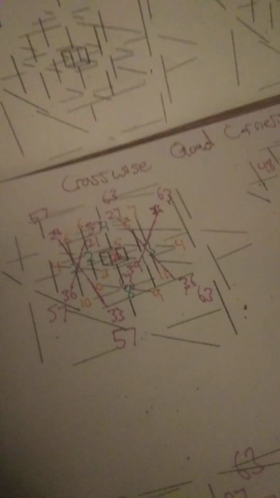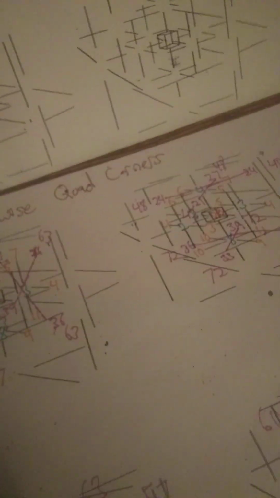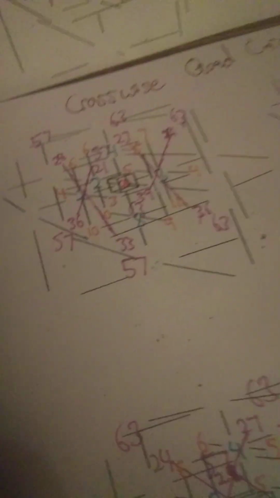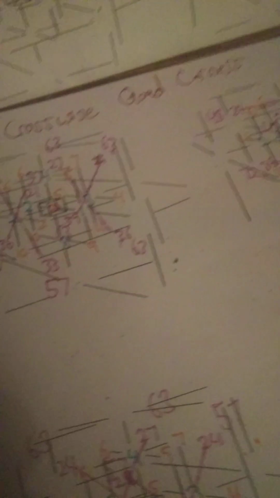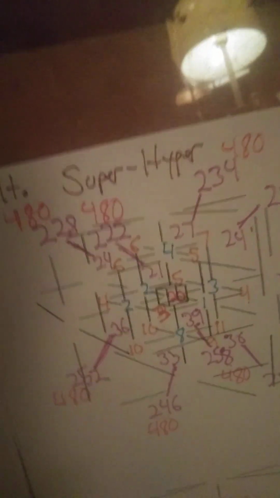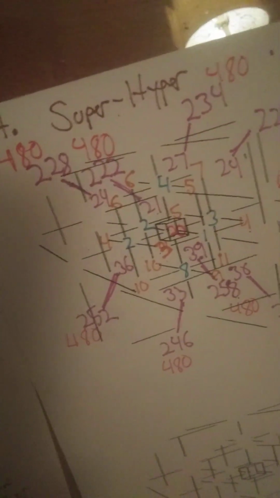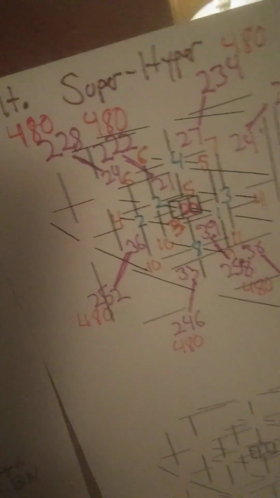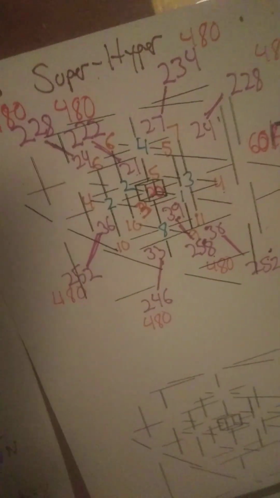And these are the crosswise quad corners. Crosswise of this super hyper. It always comes with this backbone, this foundation, I guess, that when added together creates the 480 outside, creates the 228 and all these in the purple numbers, and then that combined together creates the 480.